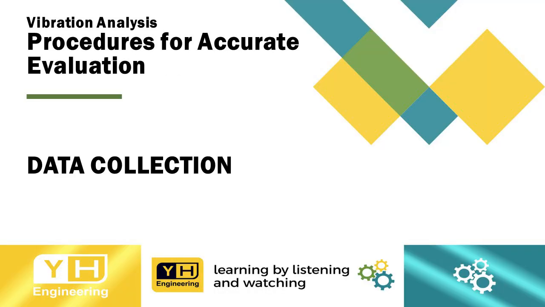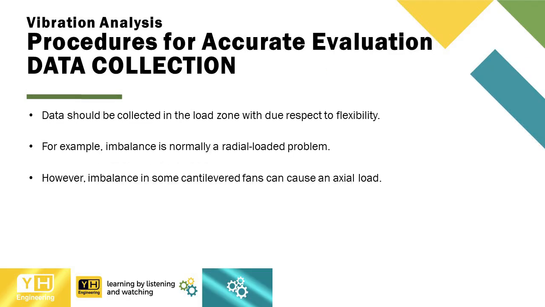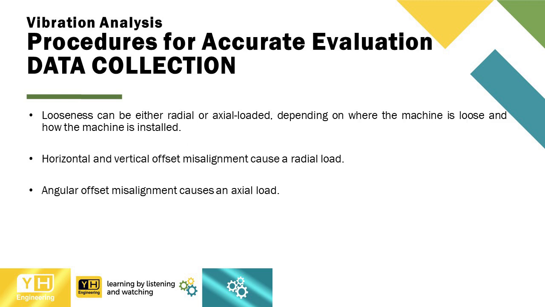Vibration analysis. Procedures for accurate evaluation of machinery condition. Data collection. Data should be collected in the load zone with due respect to flexibility. For example, imbalance is normally a radial loaded problem. However, imbalance in some cantilevered fans can cause an axial load. Looseness can be either radial or axial loaded, depending on where the machine is loose and how the machine is installed. Horizontal and vertical offset misalignment cause a radial load. Angular offset misalignment causes an axial load.